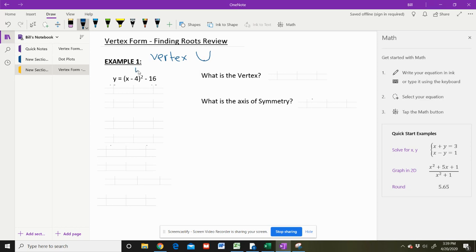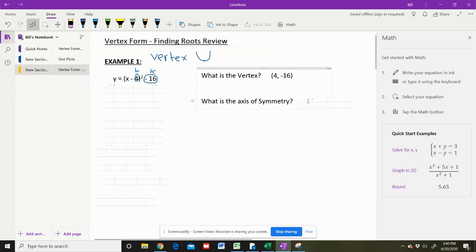Remember, when we write this out, we can use h and k for these two parts. And that is the x and y coordinate of our vertex. So that's the x coordinate. This is the y coordinate. Remember, you do the opposite of the sign here. So if it's negative, it actually means that it's a positive. So if we want to write the vertex, what we would do is just write it as 4 comma negative 16. So here's our vertex.